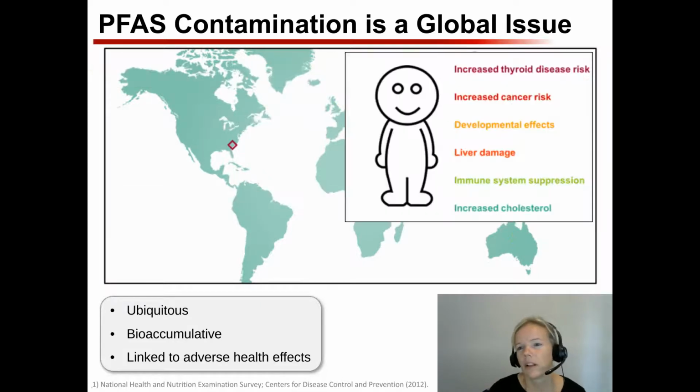The other bad qualities are they're being linked to increased thyroid disease risk, increased cancer risk, developmental effects, liver damage, immune system suppression, and increased cholesterol in different people. So they're very frightening because they're having these horrible effects on people with direct linkages in many cases.